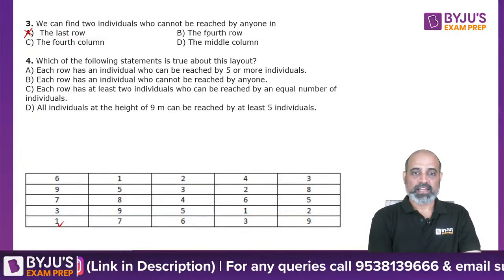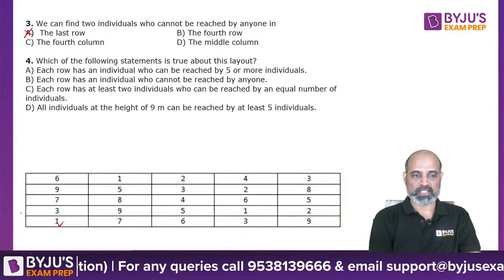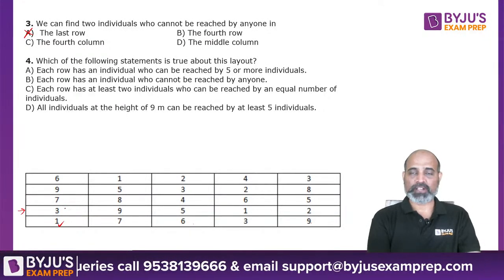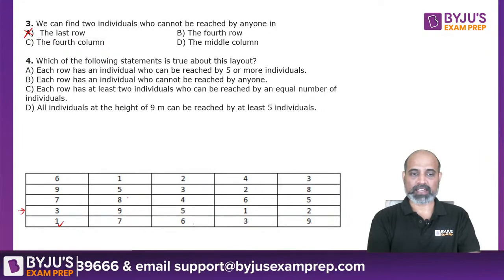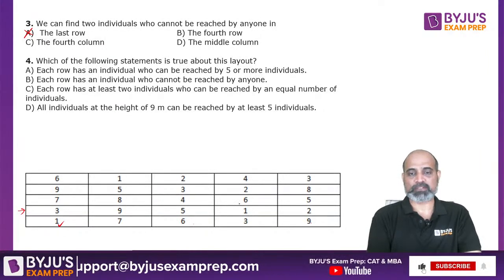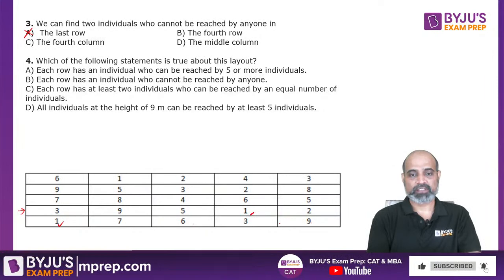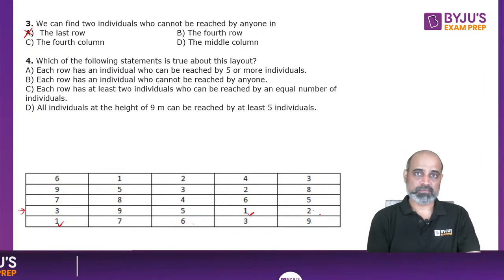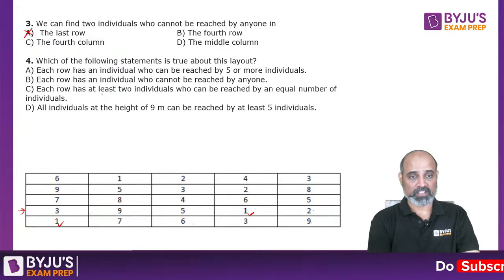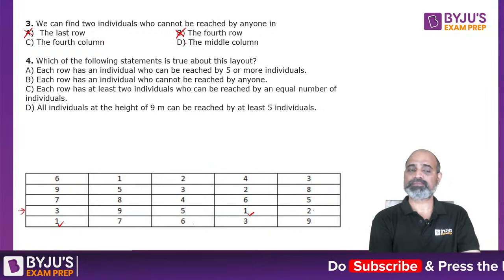Sorry. Next, fourth row. Fourth row as in this one. 3 can be reached by 1. 9 can be reached by everyone. 5 can be reached by everyone. So we get a 1 here. So एक बंदा मिला. 2 can be reached from 1. So 2 is not that guy who cannot be reached by anyone. So even B will not make sense.